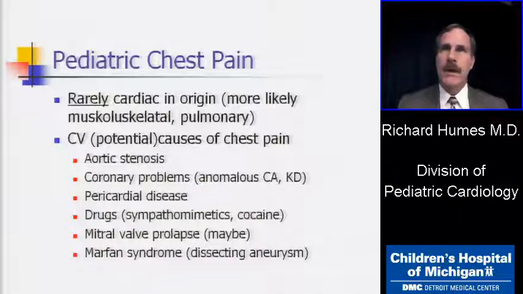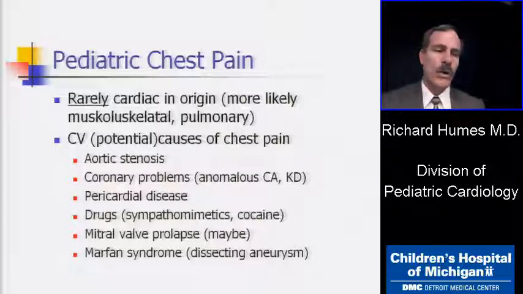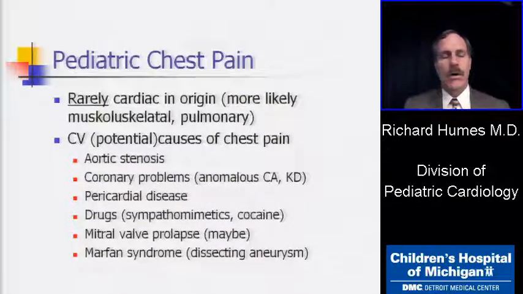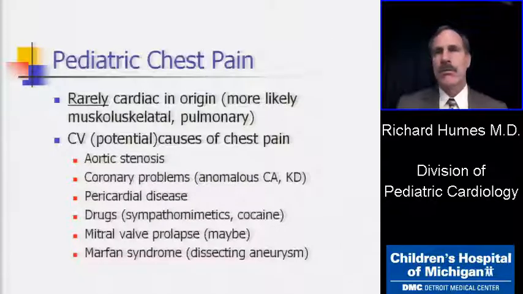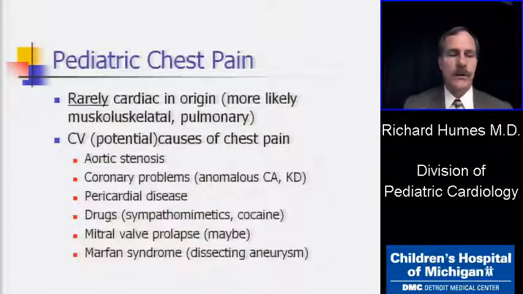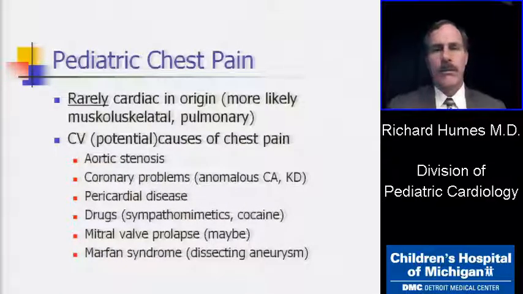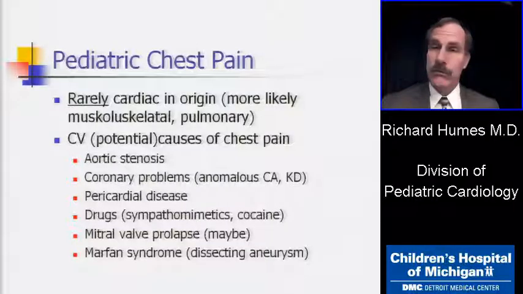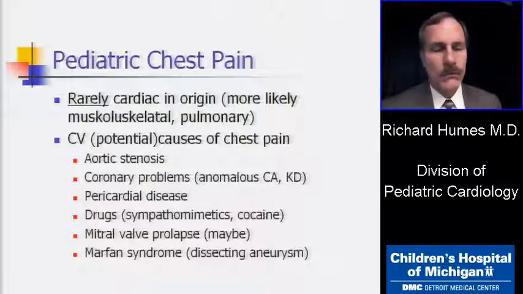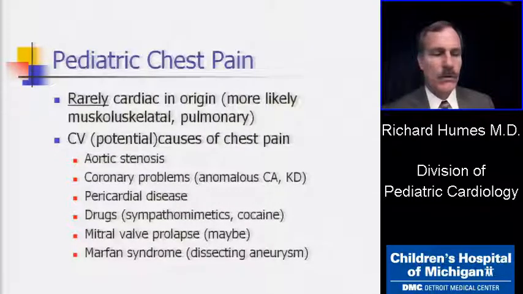Mitral valve prolapse is a maybe. It's questionable whether mitral valve prolapse is really a part of chest pain. And patients with Marfan syndrome can also have chest pain, but in that case it's usually something relatively serious like a dissecting aneurysm. Now, I think as you can see from this list that the cardiovascular causes of chest pain often have fairly definable origins, either by physical examination or by historical issues. So this is very important in evaluating the patient with chest pain.